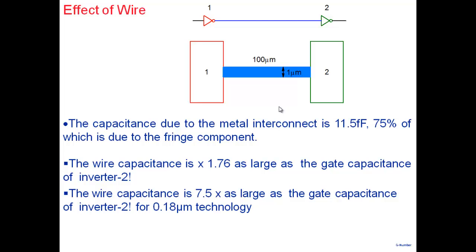And as you can see here, the importance of wires is becoming higher and higher as you go towards lower and lower geometries. Here it was only 1.76, here it is 7.5. If we redo the calculation for 45 nanometer, things will become even worse.